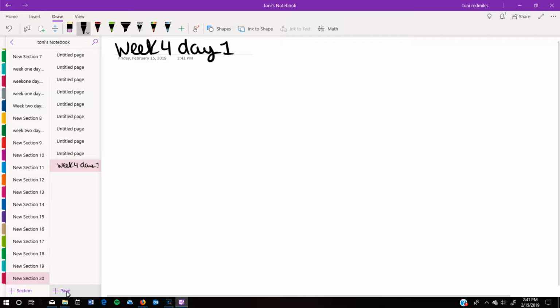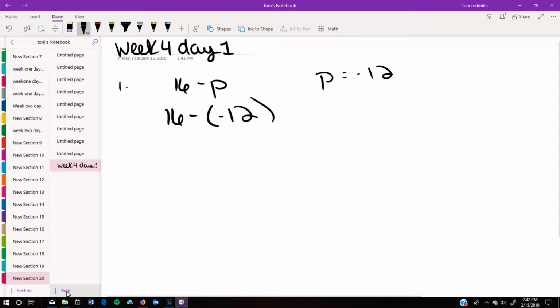Okay, so the first question this week is 16 minus p, where p equals negative 12. So p equals a negative 12. That means that's what I'm substituting into this expression so that I can evaluate. Remember to put it in parentheses, because only then do I see I have a double negative and I have to turn it to positive. So that is going to give me an answer of 28.